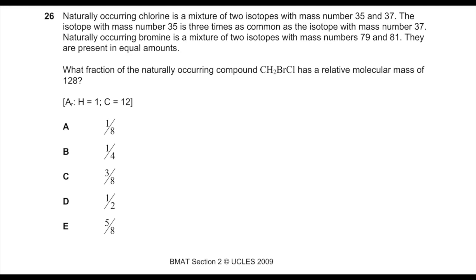So, step 1 is to work out what the weight of the BrCl is in this naturally occurring compound. So we know the total is 128 minus the weight of carbon, which is 12, minus 2 hydrogens, which is 2, which is equal to 114. Now we need to determine which isotopes of chlorine and which isotopes of bromine equal 114 in their combined atomic weight. And that would be Cl35 and Br79.